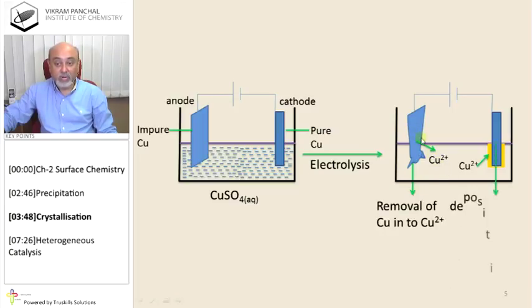Therefore, the weight of anode decreases, and Cu2+ which transferred into the solution will be reduced as copper, and this reduced copper is deposited on the cathode. So this reaction, which is called electrolysis, is absolutely a surface phenomenon. Why? Because these surfaces are important for the reactions.